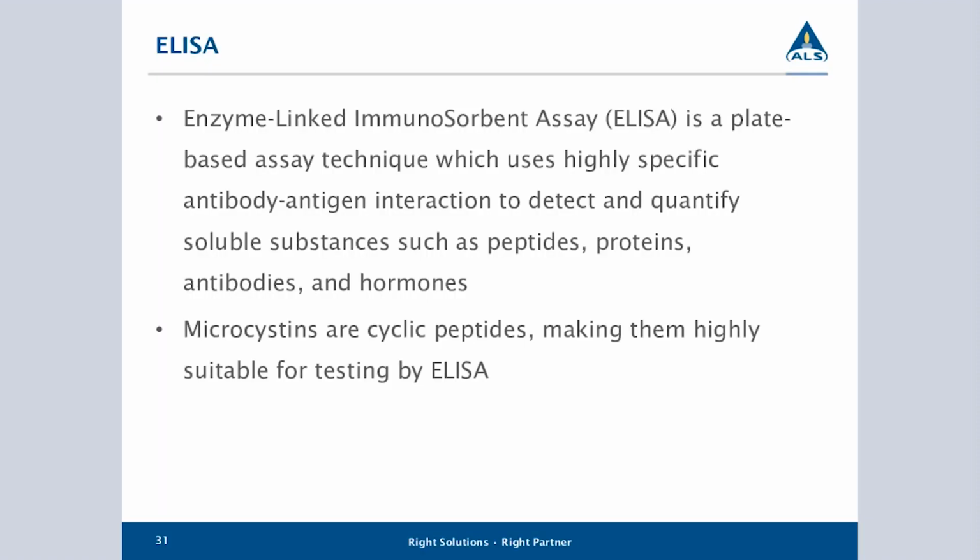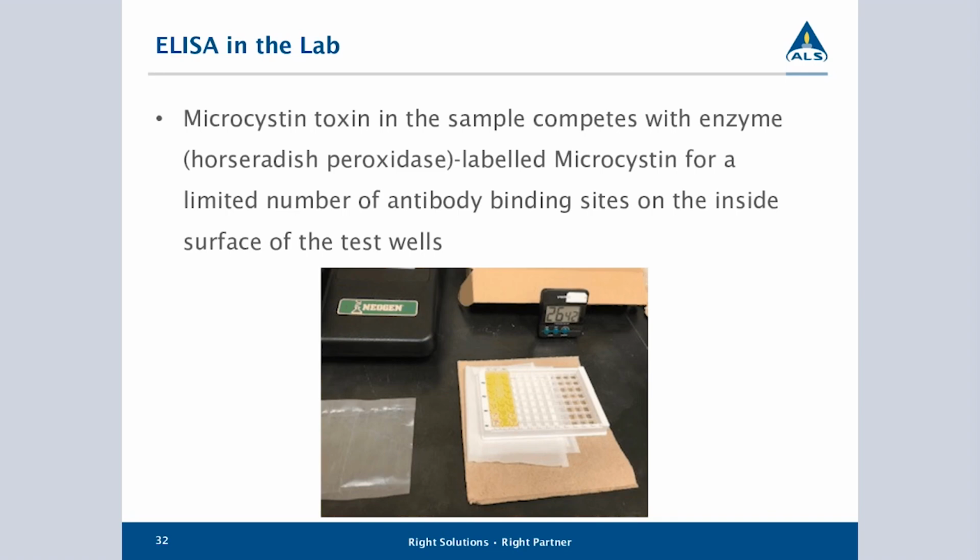ELISA stands for Enzyme-Linked Immunosorbent Assay, and this is a plate-based assay technique which uses highly specific antibody-antigen interaction to detect and quantify soluble substances such as peptides, proteins, antibodies, and hormones. And as we noted earlier, microcystins are cyclic peptides, so this makes them a very suitable candidate for testing by ELISA.